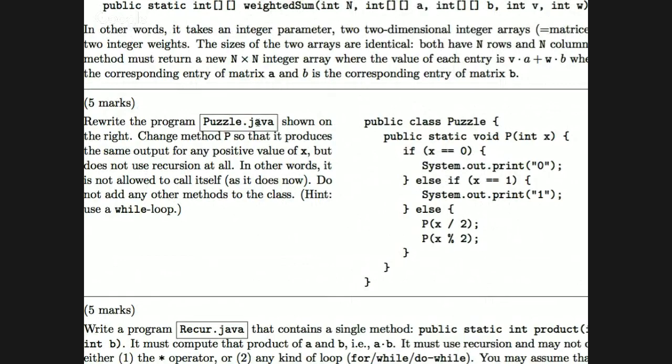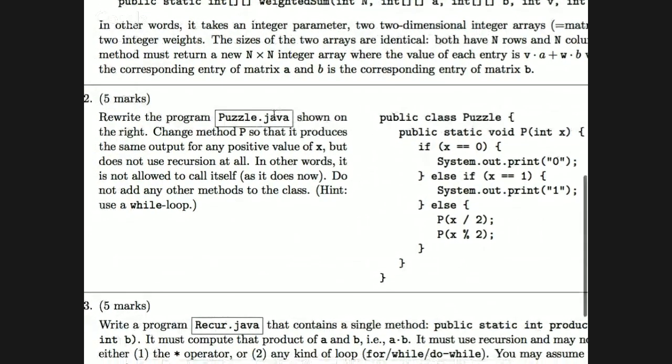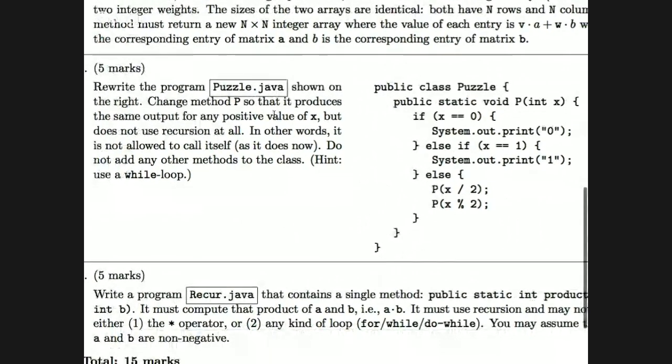So it says rewrite the program puzzle.java. There it is on the right. Change method P so that it produces the same output for any positive value of x.